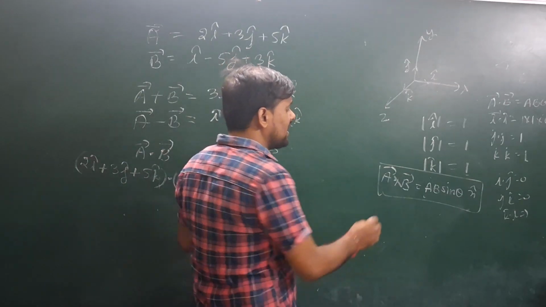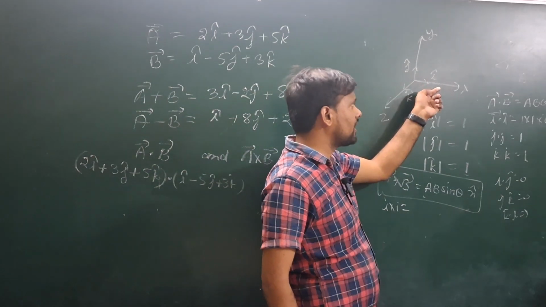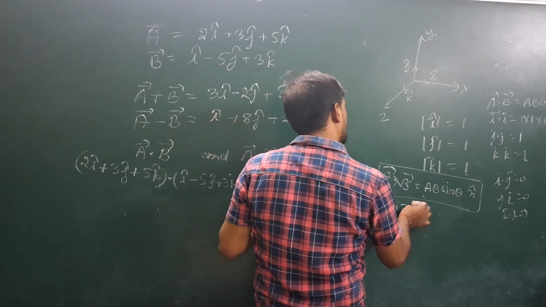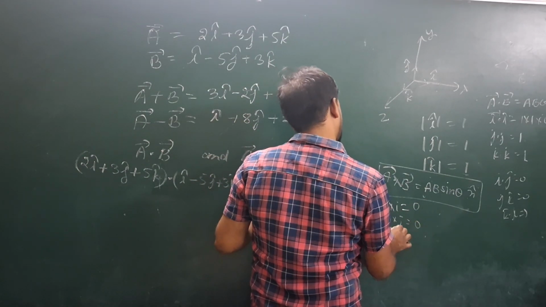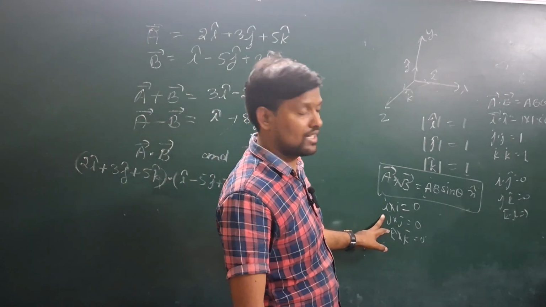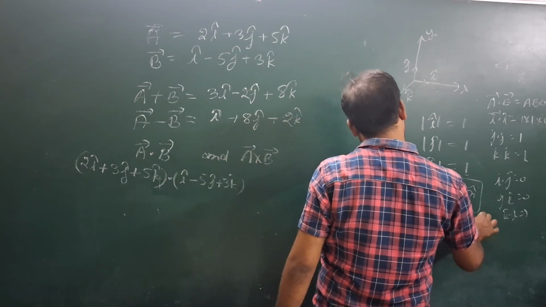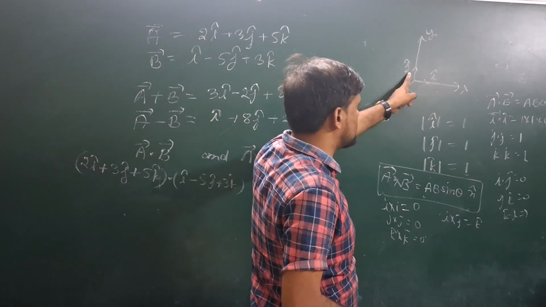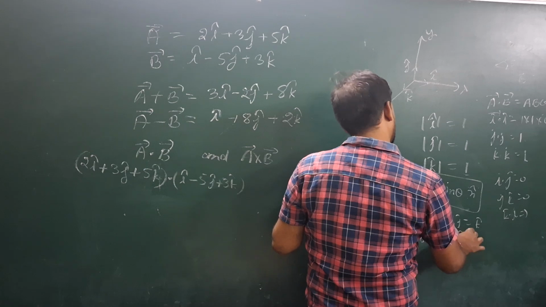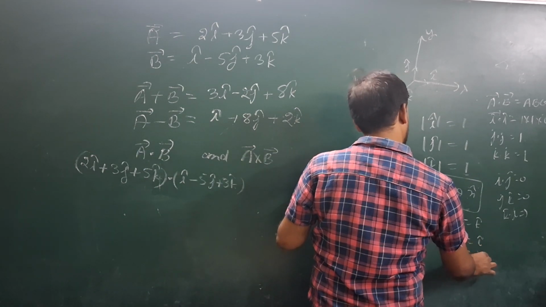Okay. Then I cross I becomes what? The angle between I and I is 0 and sin 0 is 0. Then we get I cross I is 0, J cross J is 0 and K cross K is 0. The cross product of the same unit vector becomes 0, and I cross J becomes K, J cross K becomes I and K cross I becomes J.